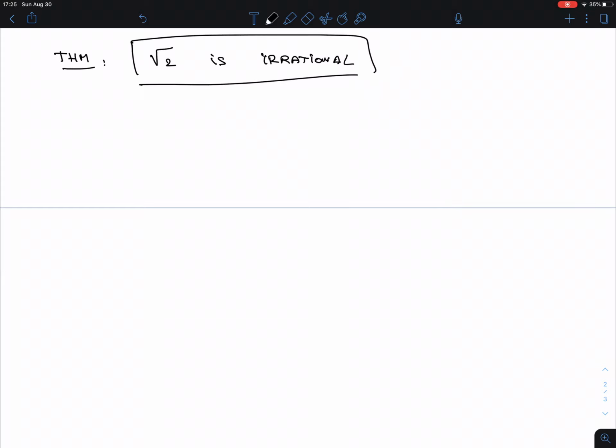The radical of 2 is an irrational number. Now, I remind you that rational means that you're a fraction of two integers. Of course, the denominator cannot be 0. And irrational means you're not. Okay? So, proof by contradiction.